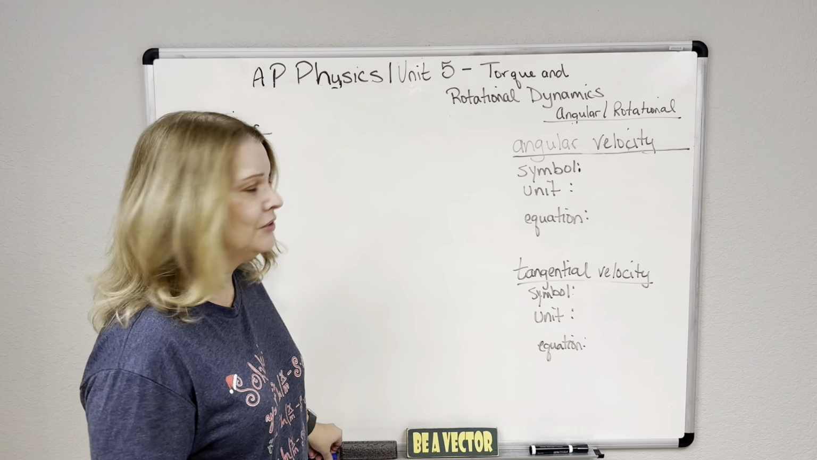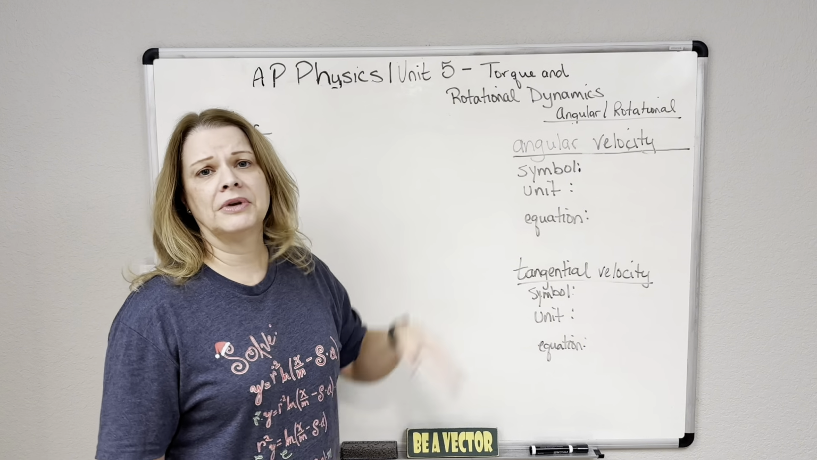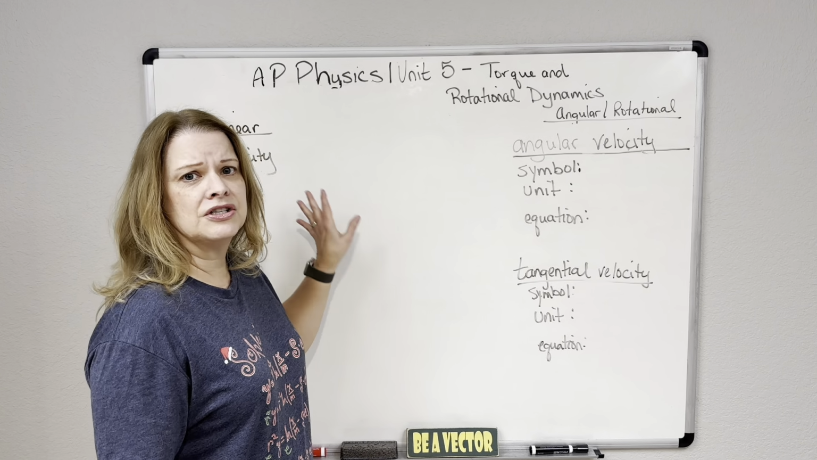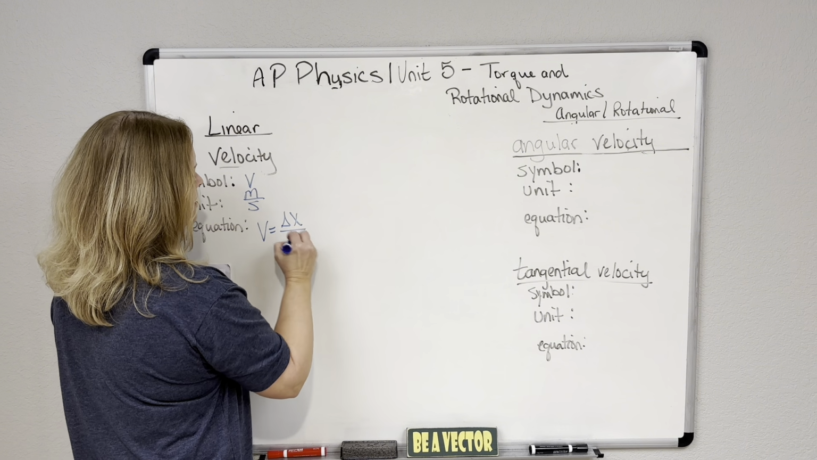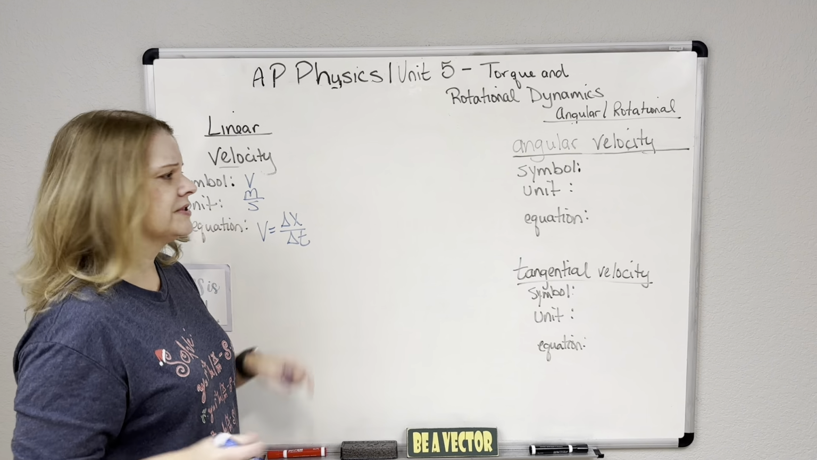That was a quick overview. We're going to compare linear with angular, because after teaching this for 10 years, the students said they get it better if they can compare it to something they already know. So velocity, the symbol is a V, we know this. The unit was meters per second. Why? Because velocity was the change in displacement over time. So meters is displacement, and time was seconds.